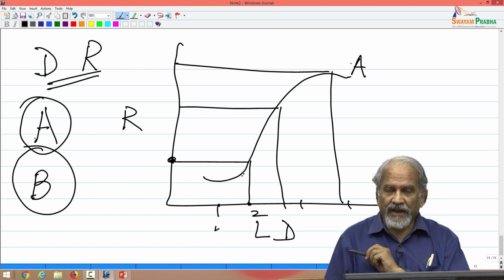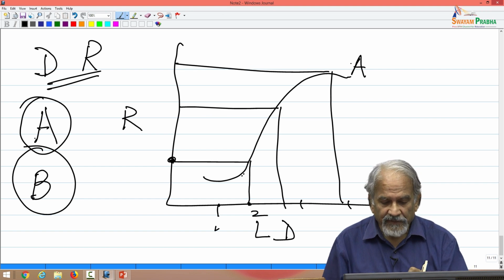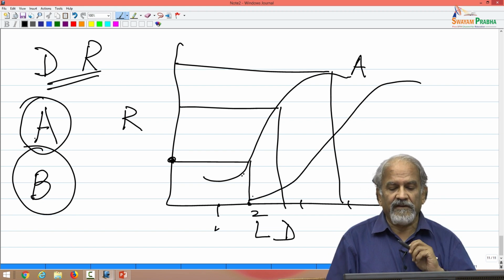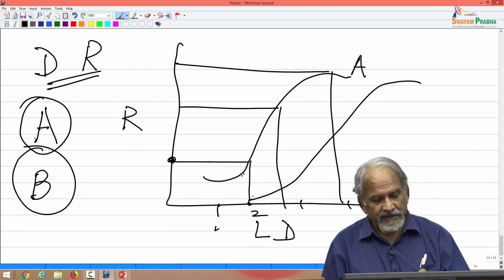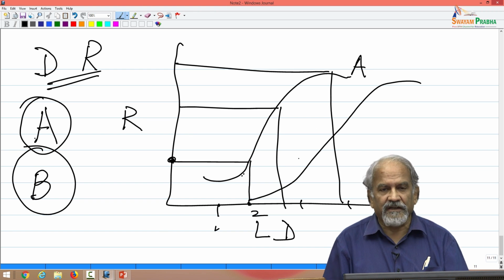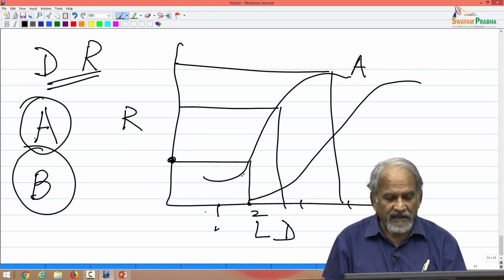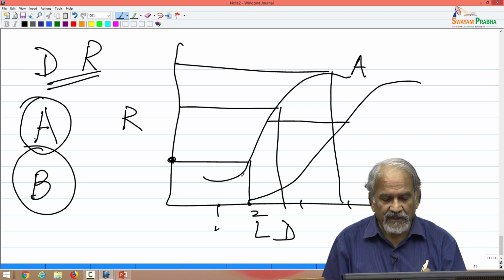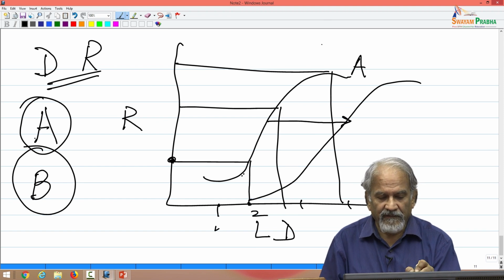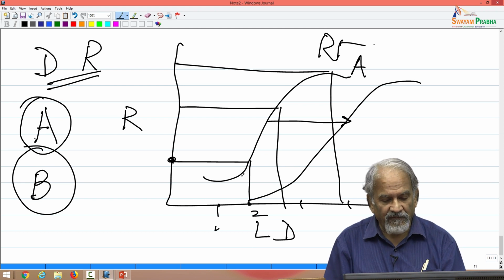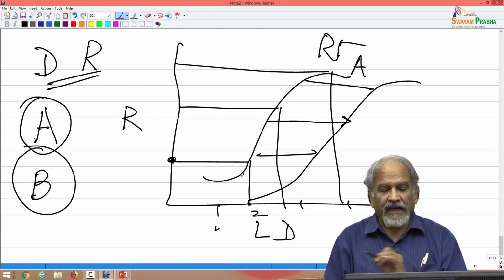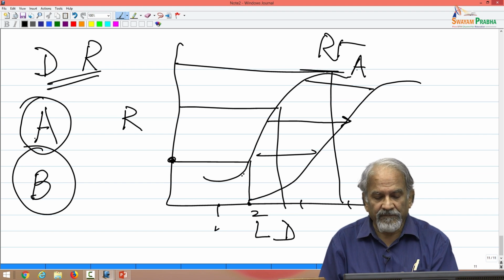Now, if you have a drug B and you plot the same dose response curve, you get a response like this. Can you see the difference? The difference is, this is also a sigmoid curve. This is shifted towards the right side, and the shift is parallel, and the maximum here is the same.